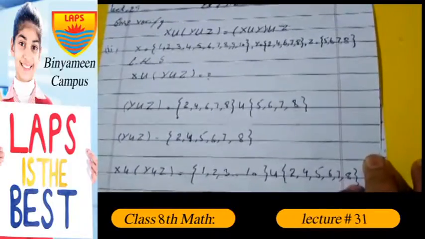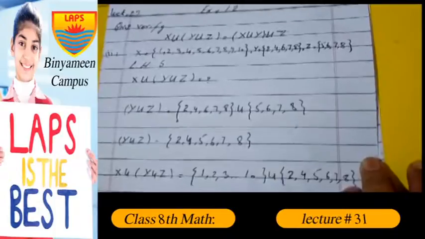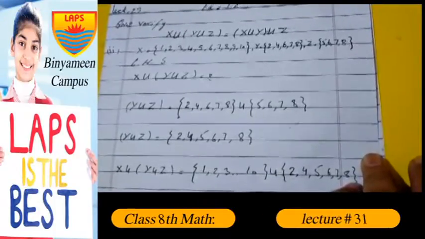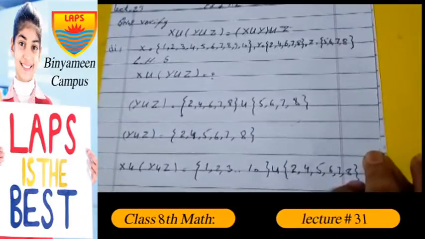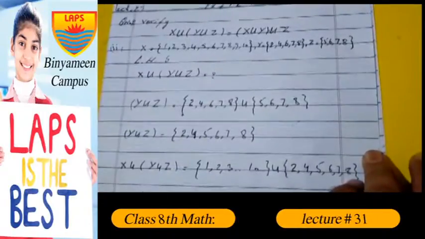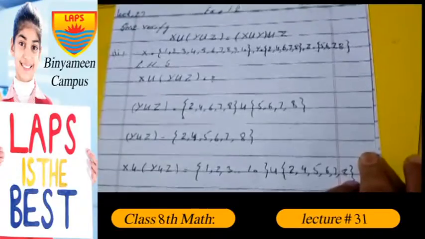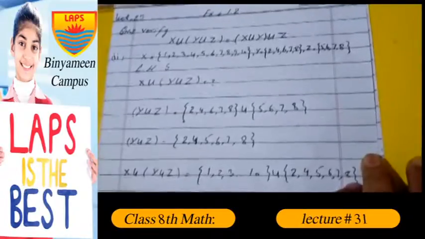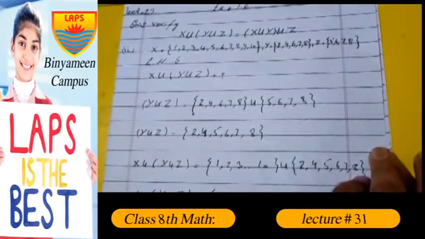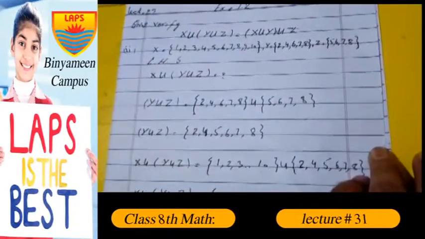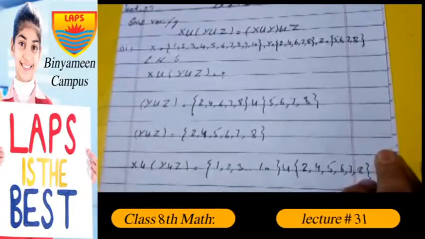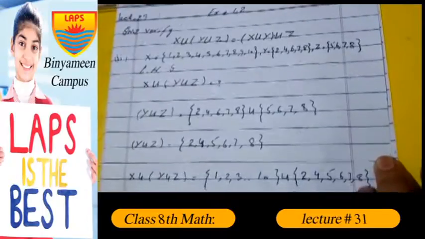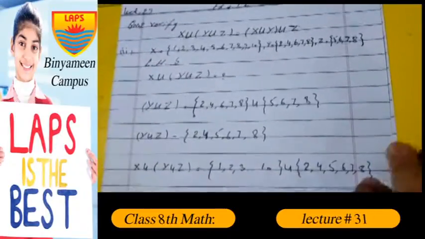First we solve the bracket. Y union Z is equal to {2, 4, 6, 7, 8}. Write the value of set Y first, then the symbol of the union, then write the value of set Z. The elements of set Z are 5, 6, 7, 8. So Y union Z is equal to {2, 4, 5, 6, 7, 8}. Both values are written in one set, Y union Z.